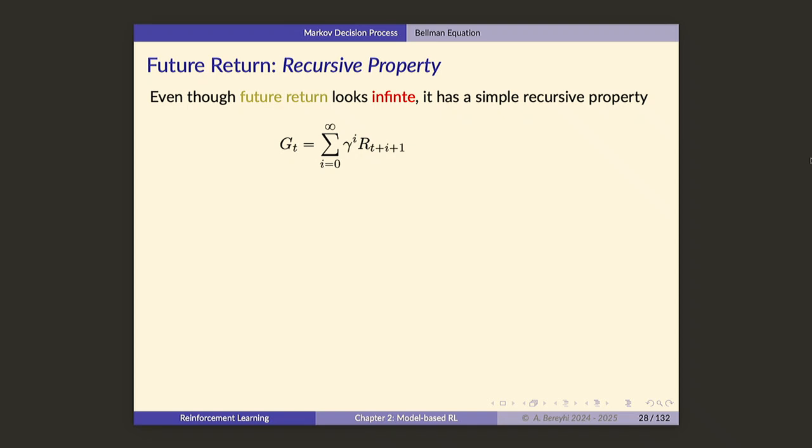Now I can start expanding this summation and writing it down in this form: the immediate reward plus discount factor times the next reward, and so on towards the end. And now I can factorize any term but the first term. I keep the first term, and then I take the discount factor out of the expression, and I remain with this expression.